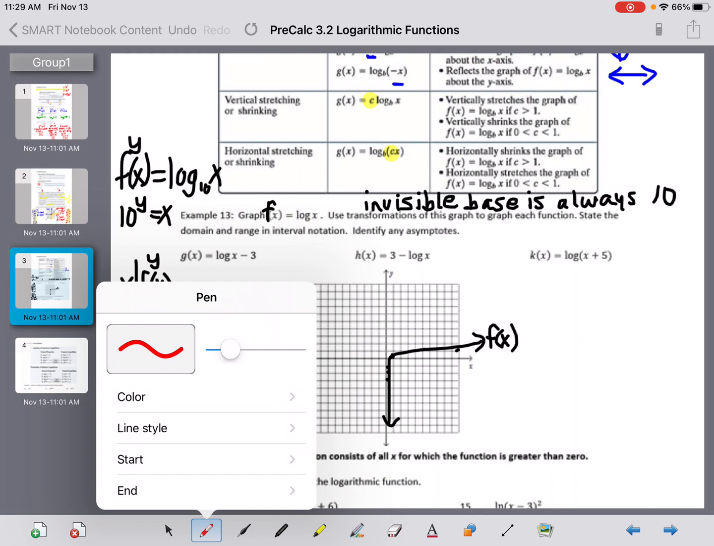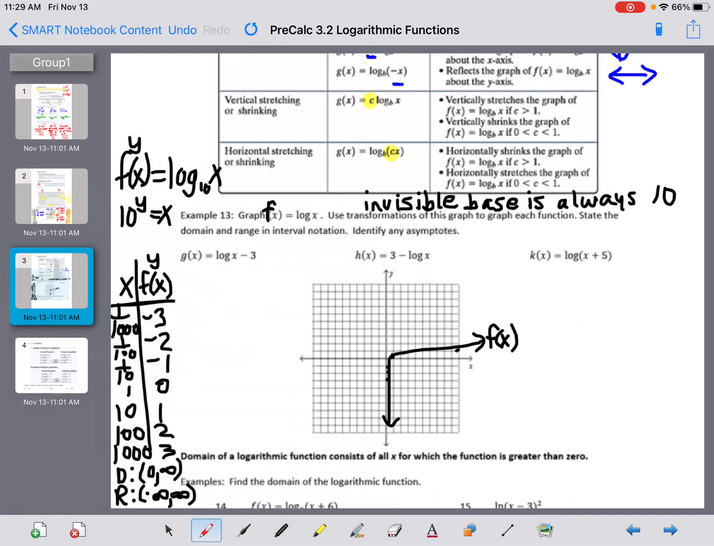So the first one I see is log of x minus 3. Now, no parenthesis, which means this is not tightly connected to the x, which means it's going to be a vertical shift, and everything vertical does just what we think. It's going to go down 3.